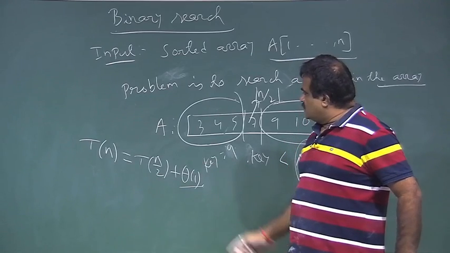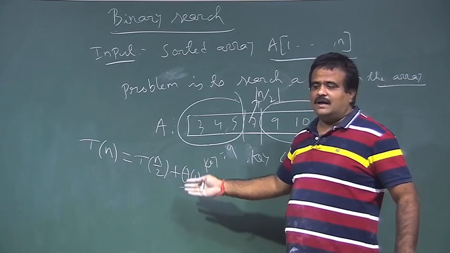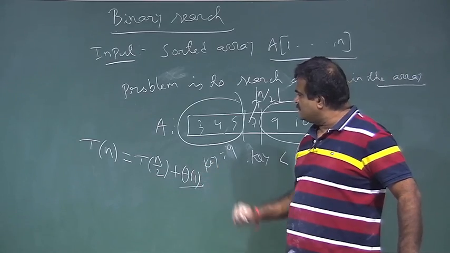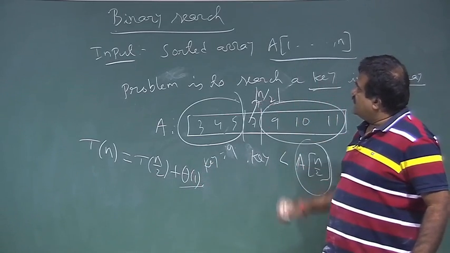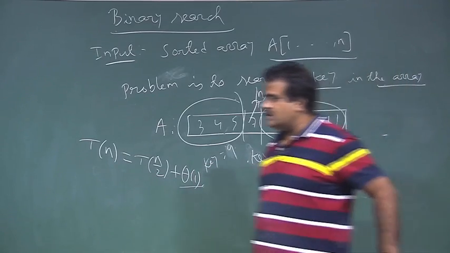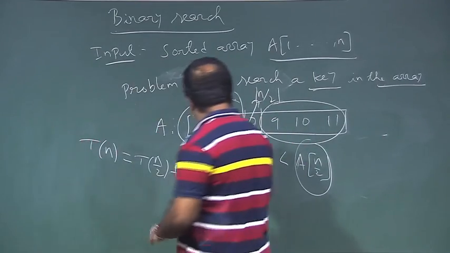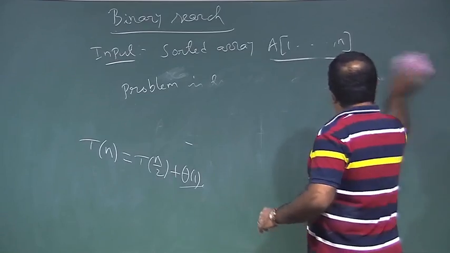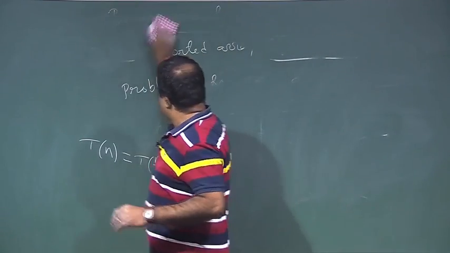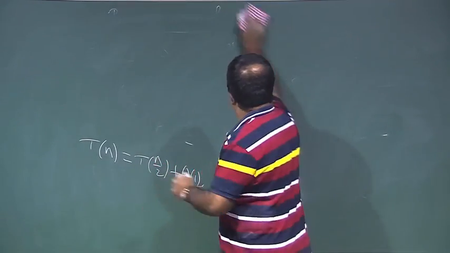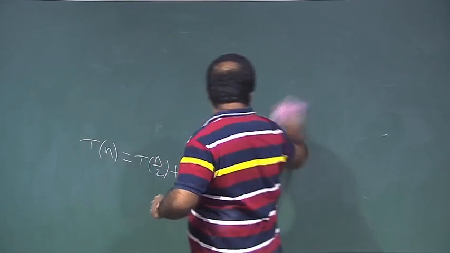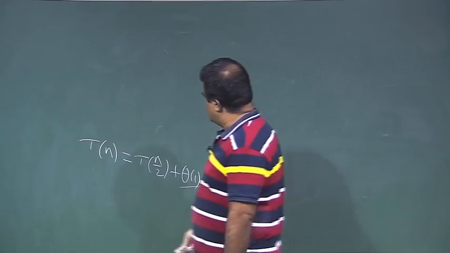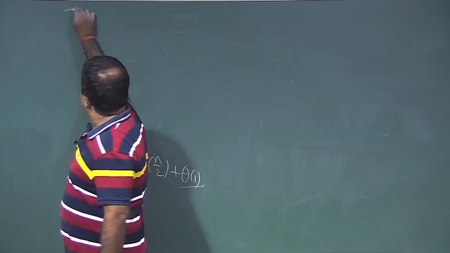Okay, good. So, this is basically the recurrence of this binary search. Now, how to get the solution of this recurrence? Again we will take help of the master method. So, how to get the solution for this?